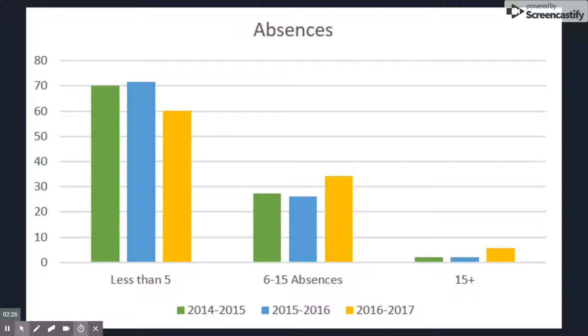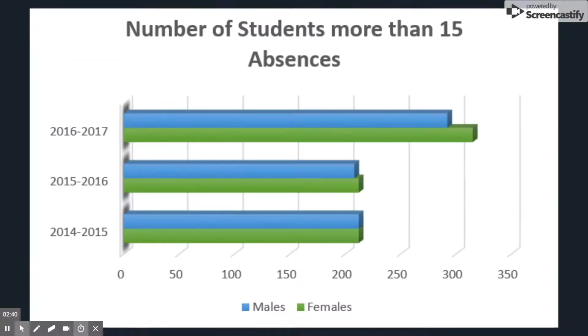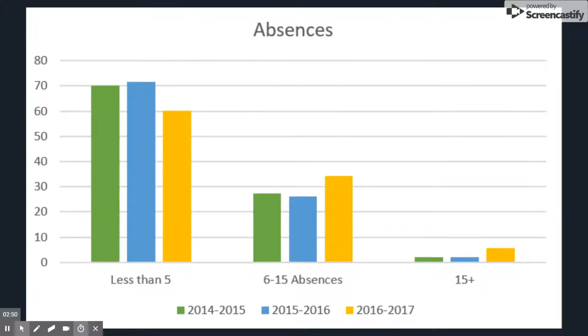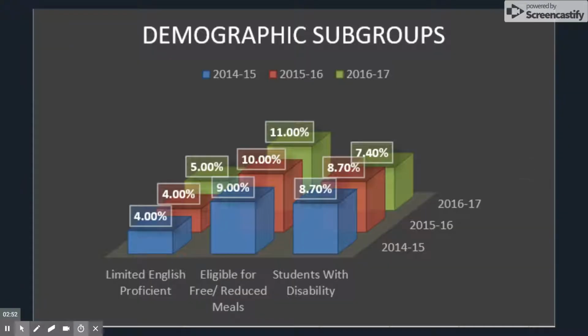Our number of absences, we tend to have a low number of absences. 70% of our students are present most of the time. But we're going to look at this data, the 6 and more absences across subgroups, because there tends to be some trends that are interesting there. Slightly more females are absent than males, particularly in the last year. And our absent number in general has increased in the last year.